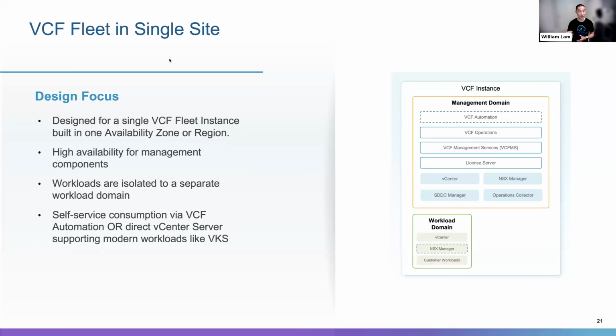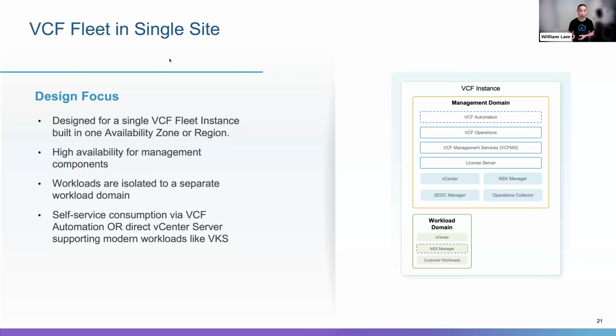The next design is exactly the same. We're still optimizing for a single availability zone, single region, but the key difference here is that all of the management components are now deployed in a highly available manner. So for VCF management services we talked about earlier, you'll have those 3 control plane nodes. VCF operations will have 3 nodes, same with VCF automation if you deploy that, etc.